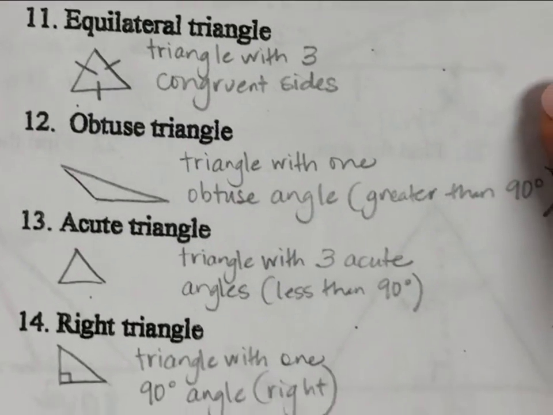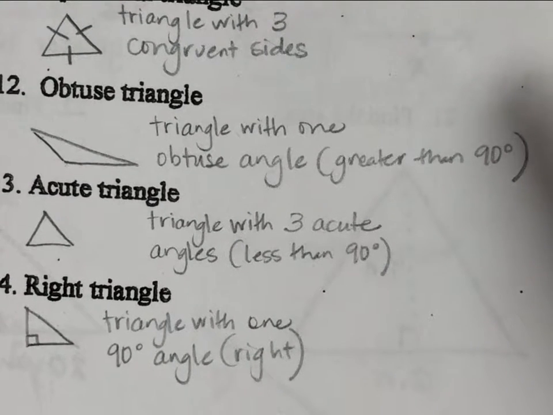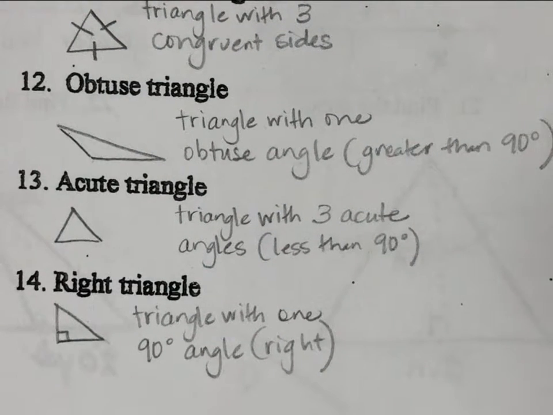And then an obtuse triangle, that is a triangle with one obtuse angle. An acute triangle is a triangle with three acute angles, so all angles are less than 90 degrees. And then a right triangle is a triangle with one 90-degree angle. Any questions on those? So we're good on all the definitions so far.